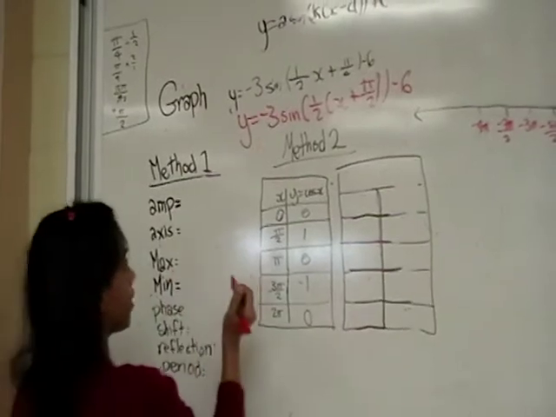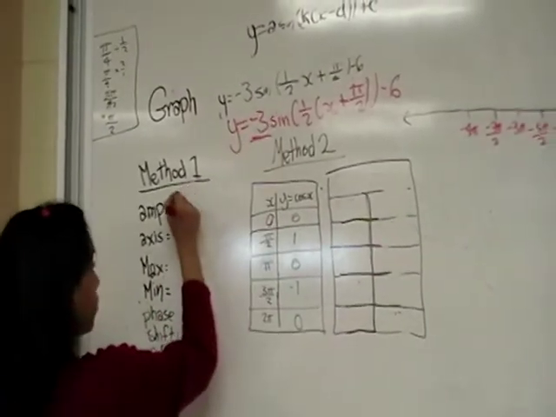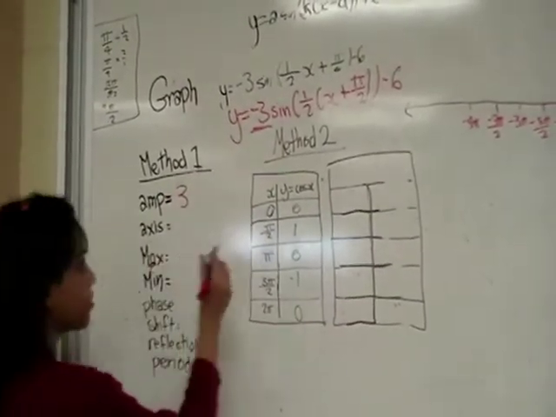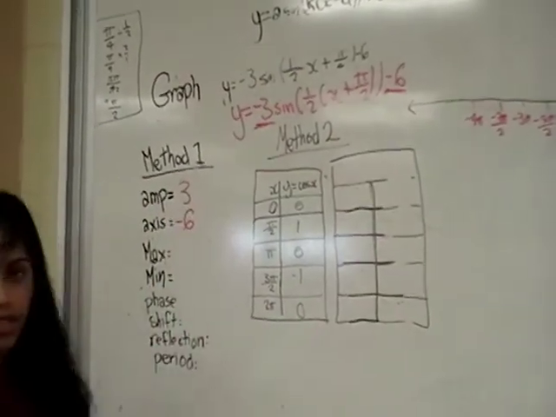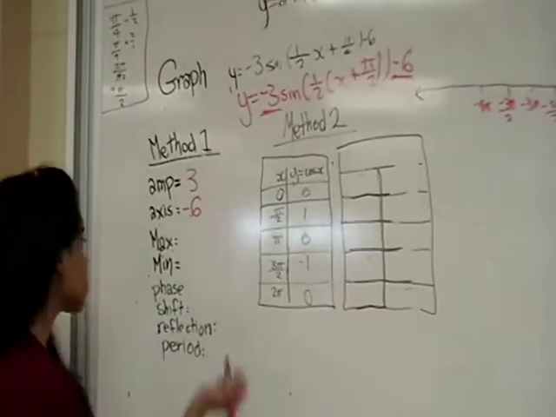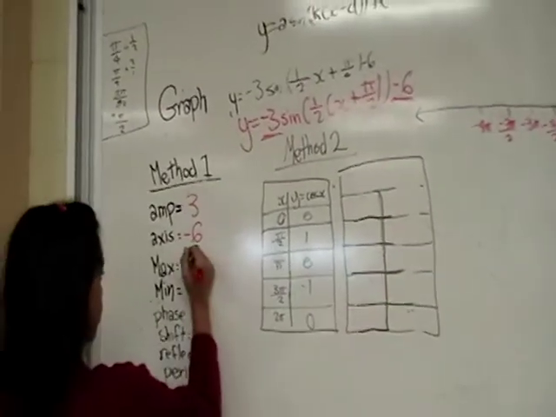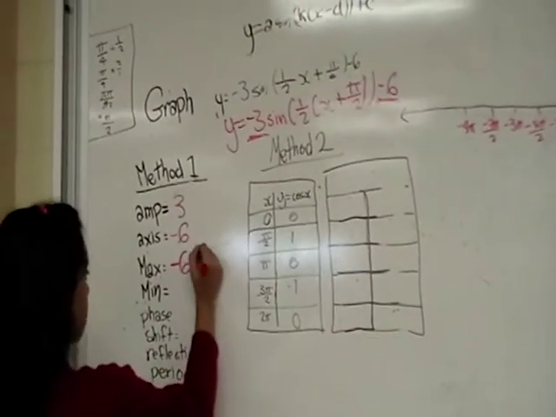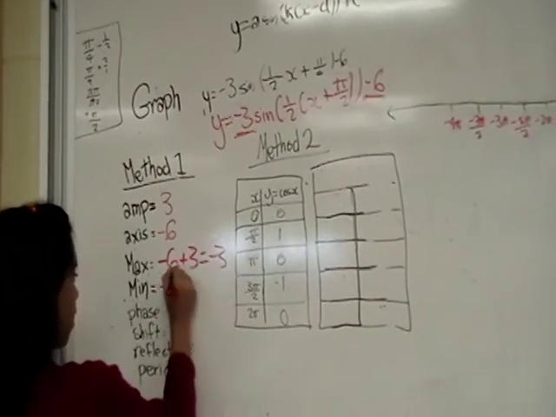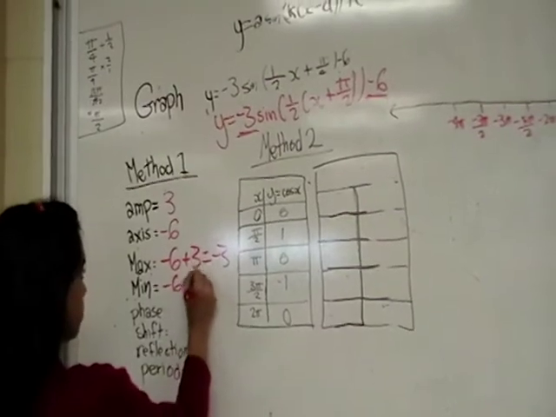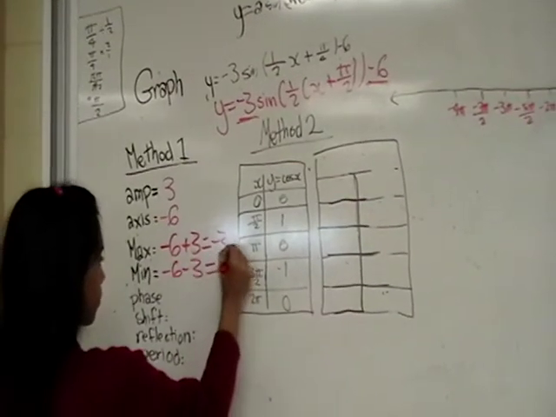Your amplitude is your A value. So 3, you don't need a negative. Your axis is your C value. So -6. Now you can determine your maximum and your minimum values by using your axis and your amplitude. So axis plus amplitude gives you your max, -3. Axis minus amplitude gives you your min, -9.